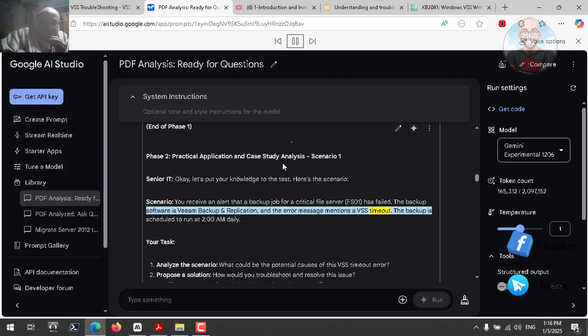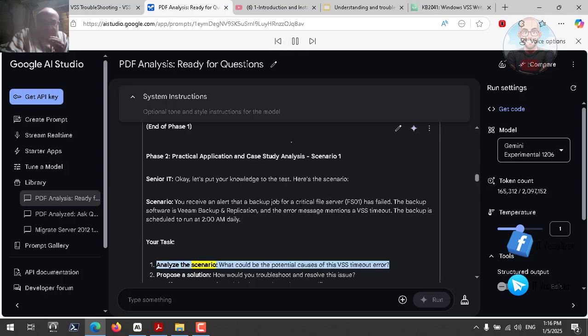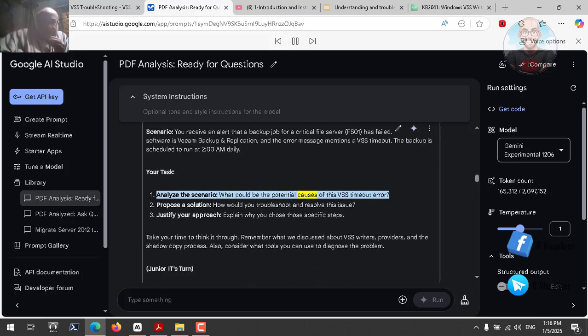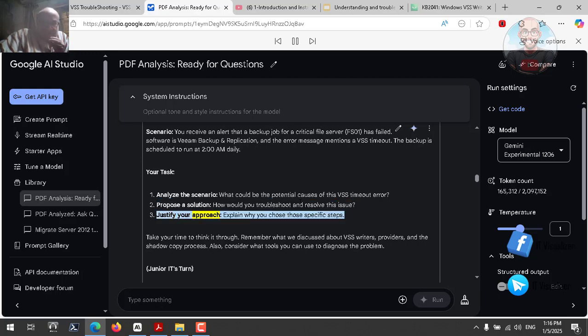The backup is scheduled to run at 2 a.m. daily. Your task: Analyze the scenario. What could be the potential causes of this VSS timeout error? Propose a solution. How would you troubleshoot and resolve this issue? Justify your approach. Explain why you chose those specific steps.